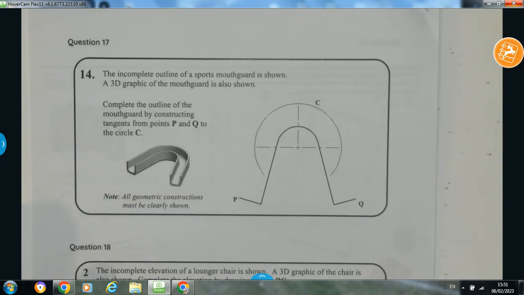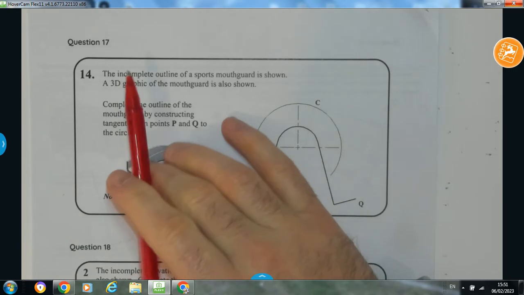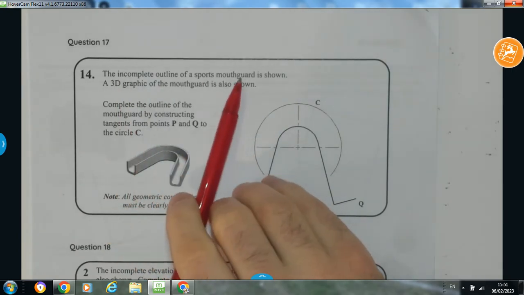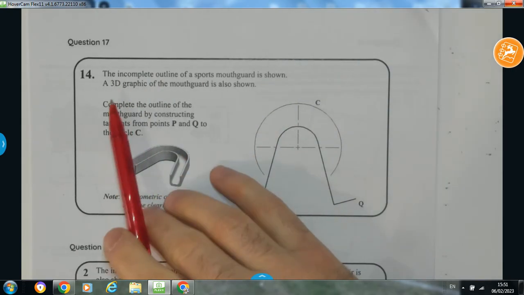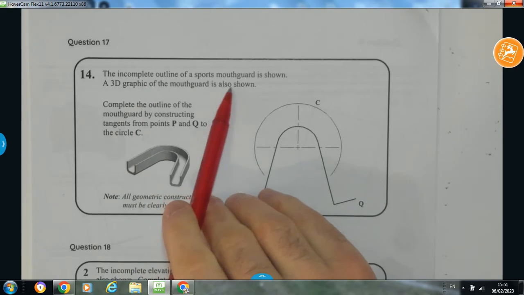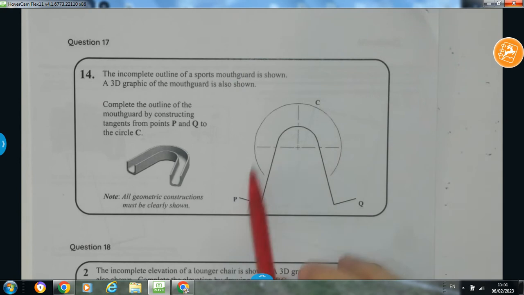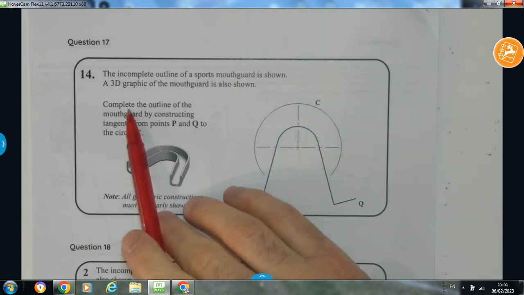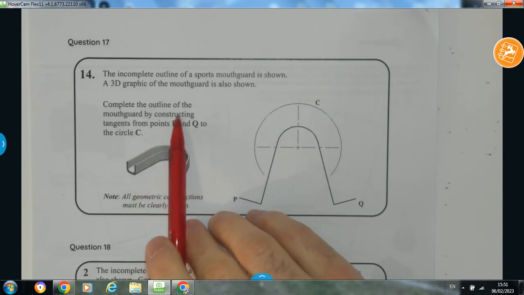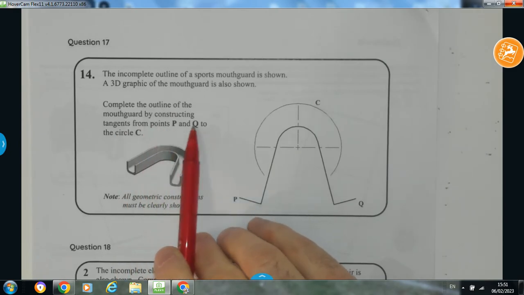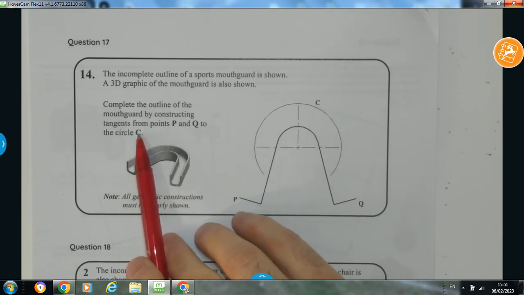And here's the next question that we're going to be doing. So this question here, question number 14: the incomplete outline of a sports mouth guard is shown. A 3D graphic of the mouth guard is also shown. So we can see here we've got the 3D graphic and we have the 2D line diagram here. It says, complete the outline of the mouth guard by constructing tangents from P and Q to the circle C.